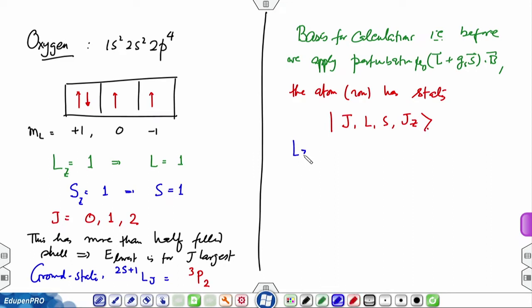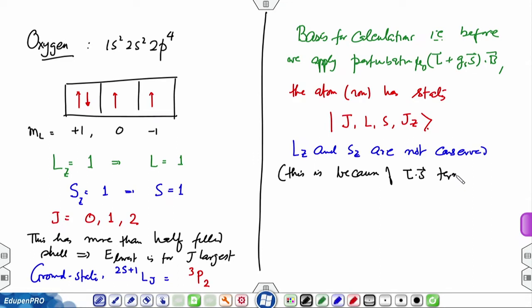What this implies is that Lz and Sz are not conserved. They are not conserved because L and S are interacting. So, some part of Sz can go to Lz, some part of Lz can come to Sz, but it does it in such a manner that Jz equals Lz plus Sz is a good quantum number. And that means that it is conserved.